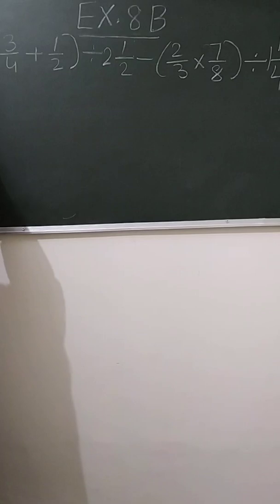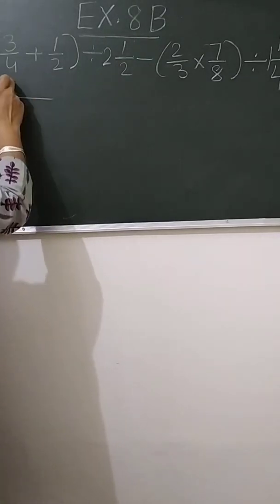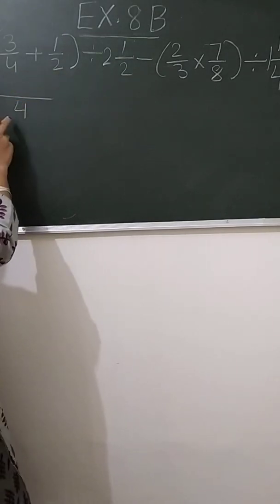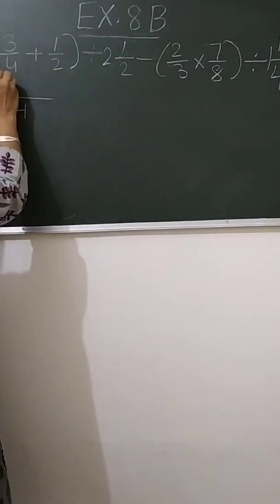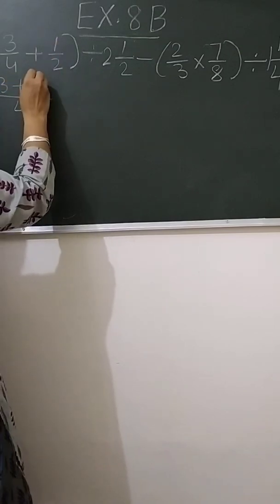So first we are going to solve the brackets. We will add these fractions. LCM of 4 and 2 is 4. 4 divided by 4 is 1, 1 times 3 is 3, plus 4 divided by 2 is 2, 2 times 1 is 2.